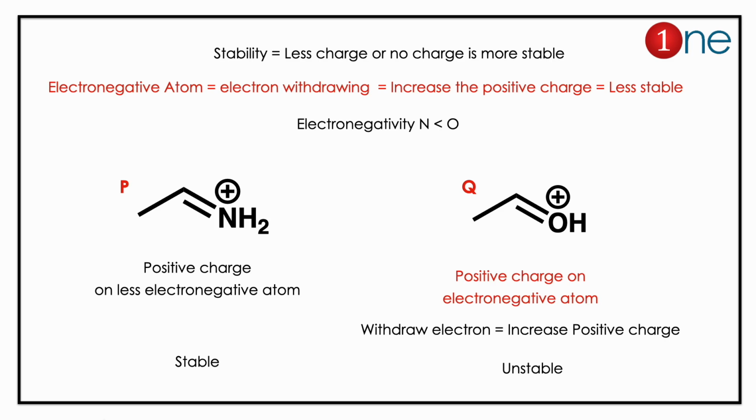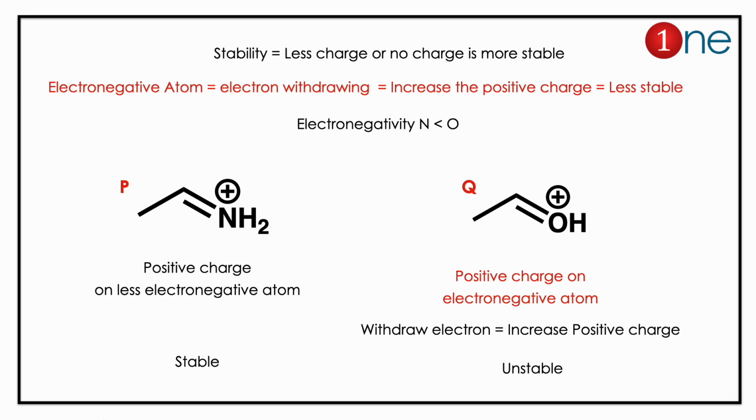Here, if you look at it, there are two different cations, only differing in the heteroatom. Normally the less charge or no charge is more stable, hence we have to reduce the charge for more stability. Here, the electronegativity of nitrogen is lesser than oxygen, so oxygen is electron withdrawing, it increases the charges on the cation, so it reduces the stability.